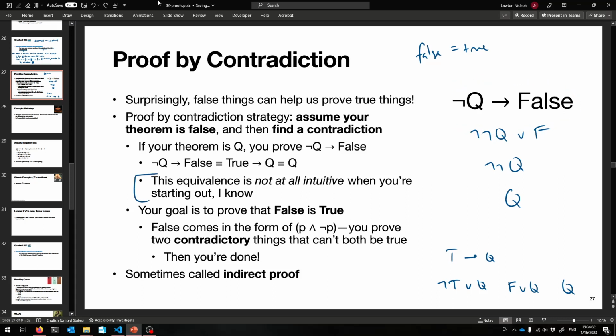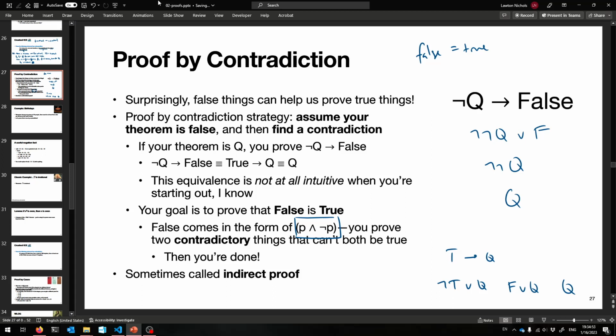This equivalence makes no sense at all because you're showing something that makes no sense, okay? Your goal is to prove that false is true. It's very odd, all right? But the way you can end up with that, you prove something that is weird. You show that false is true because of something like this. This is how you get at false, all right?